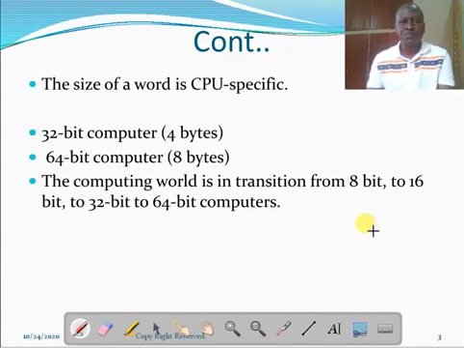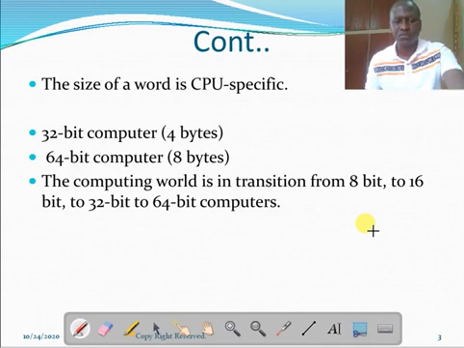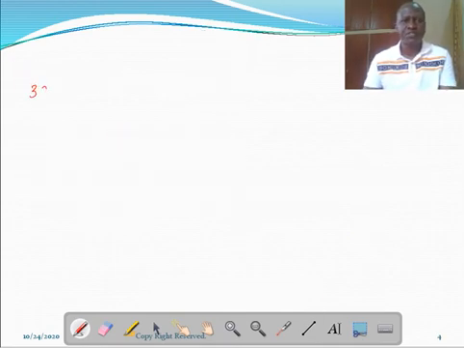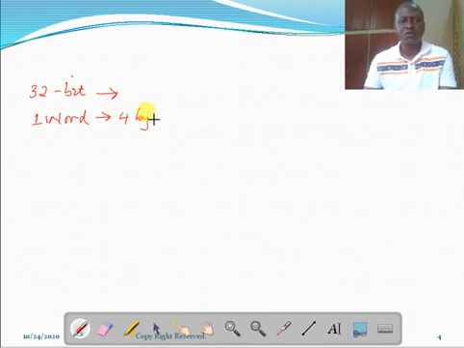Usually the computer or microprocessor word comes in multiples of 8, 16, 32, 64. This is because when you scale by a factor of 2, it is much easier to divide and handle things. That is why the computer word size usually comes in these multiples. Now let's consider a 32-bit machine. In a 32-bit machine, one word is equivalent to 4 bytes.